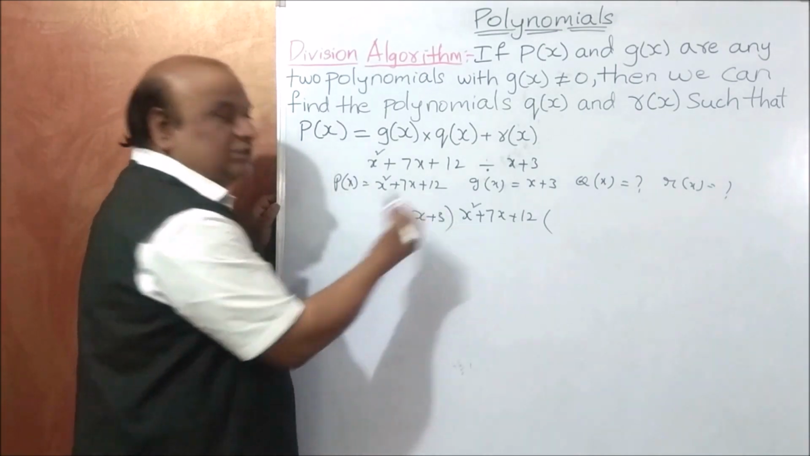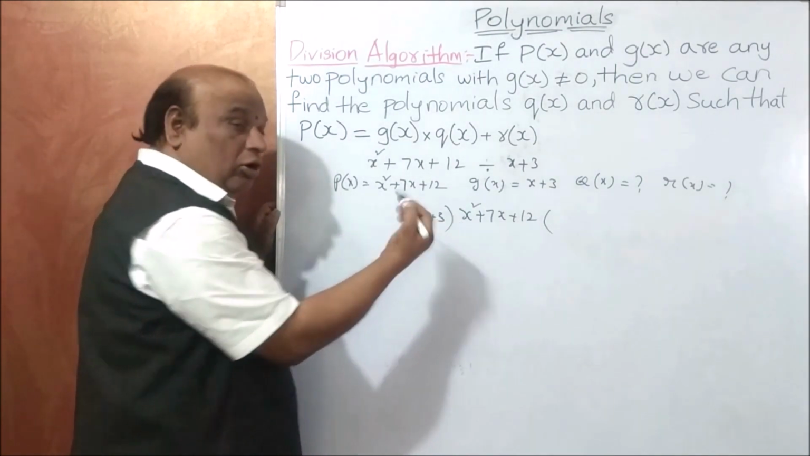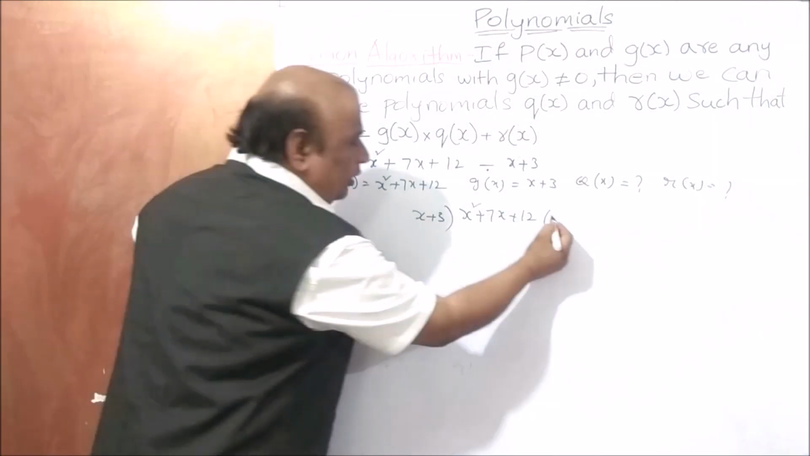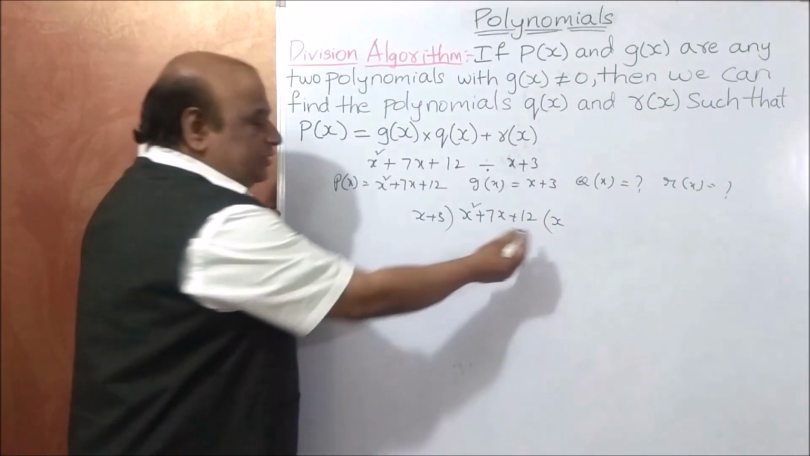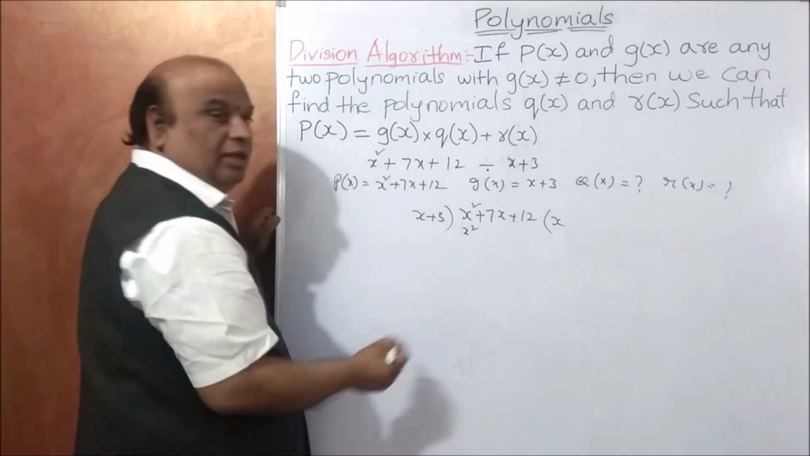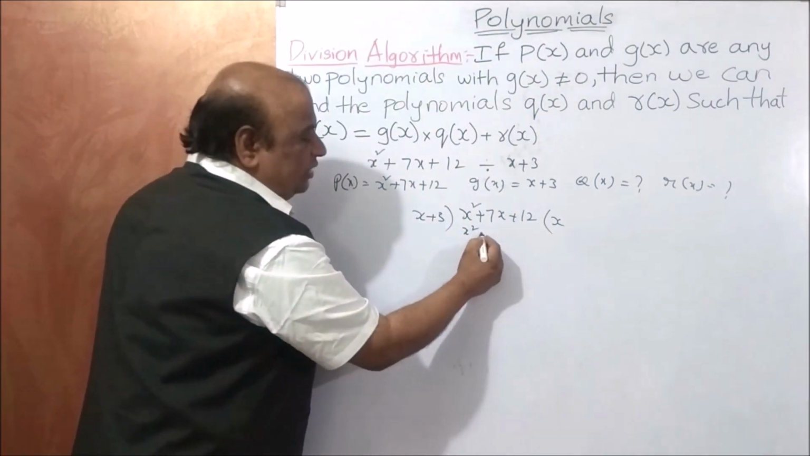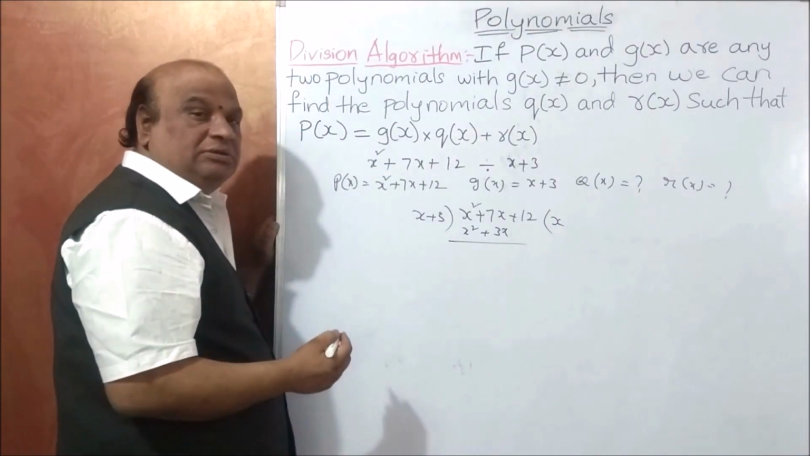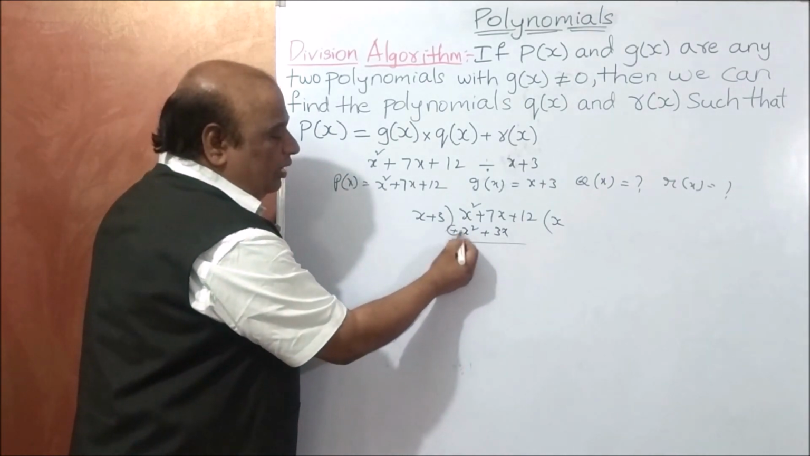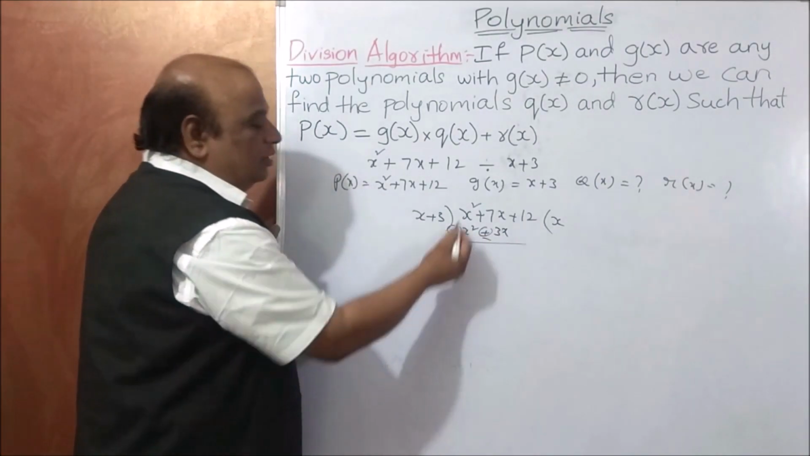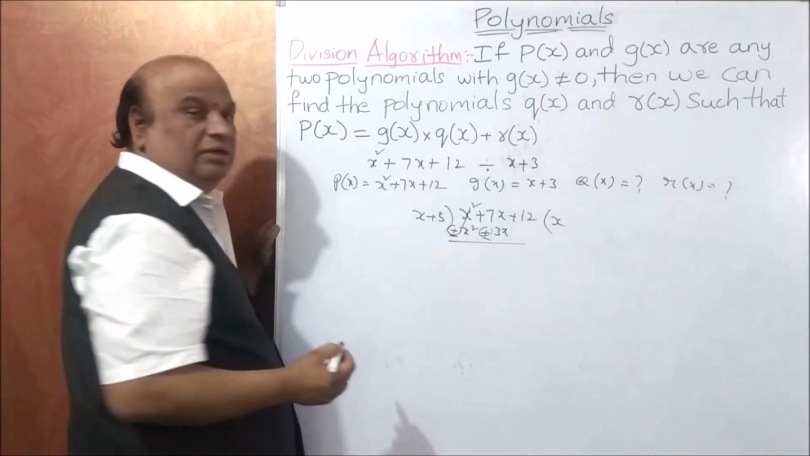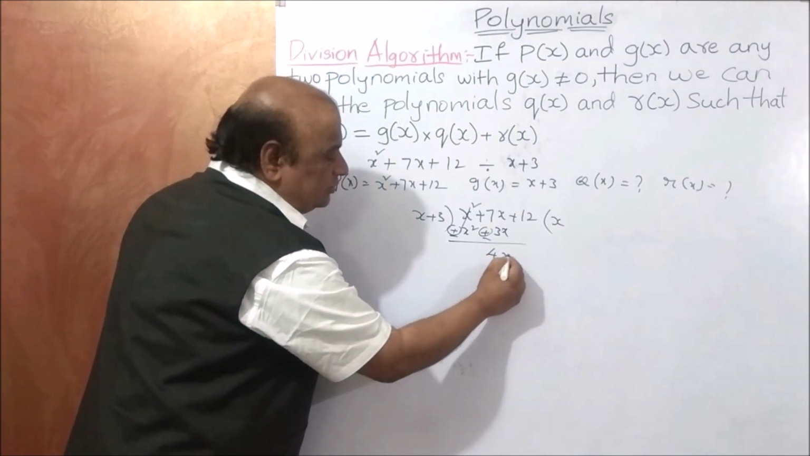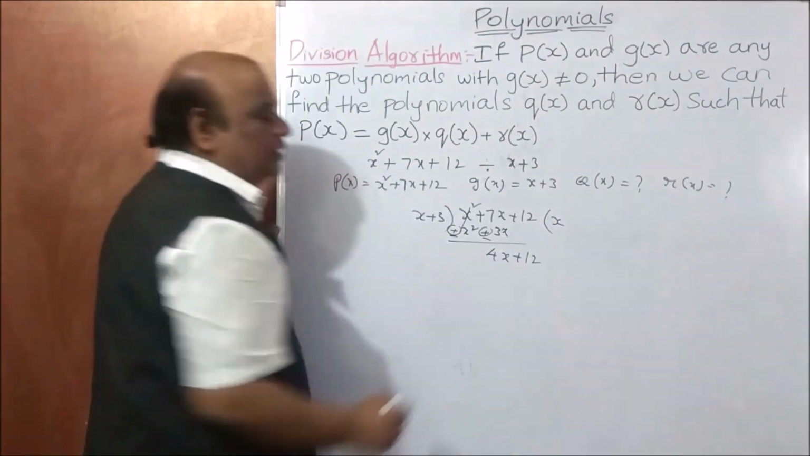x into how much is x square? x into x is x square. So x into x square. Next, x into 3 is 3x. When we are doing subtraction, the symbols will be changed. So plus x square minus x square cancel. Now this is 7x minus 3x, we are getting plus 4x plus 12.